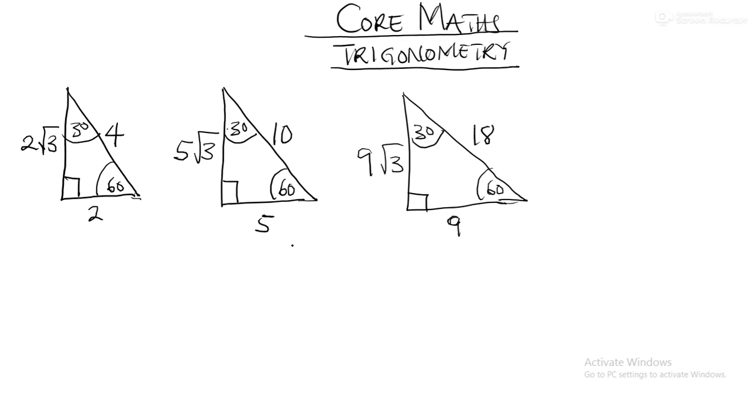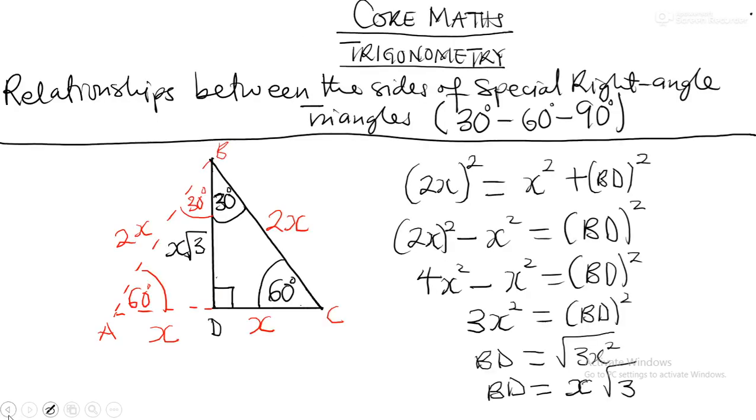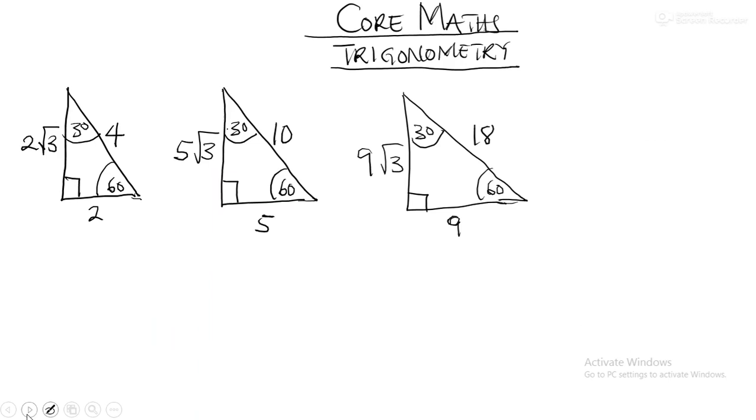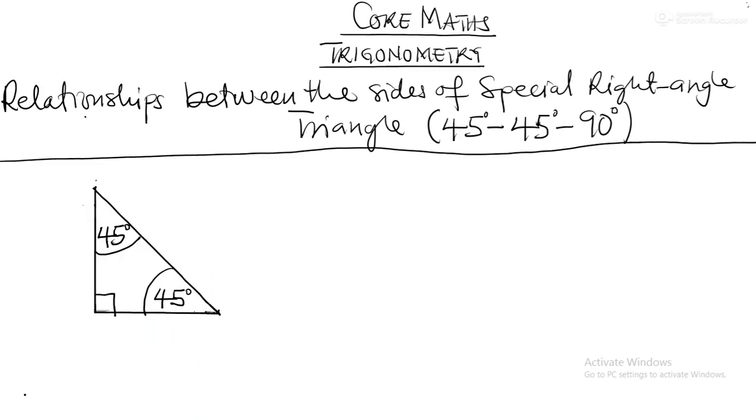Good. So you should keep this relation in mind. Okay. We'll come to it. Good. All right. So that is for the 30, 60, 90. So that is why we are saying that it is a special what? Right angle triangle.